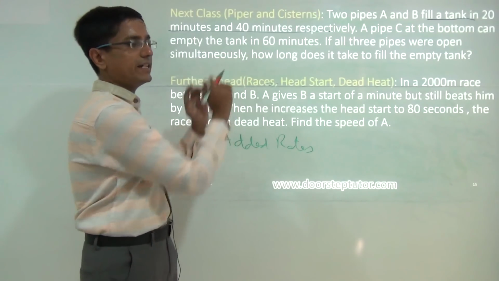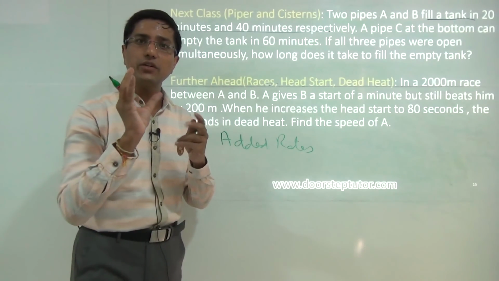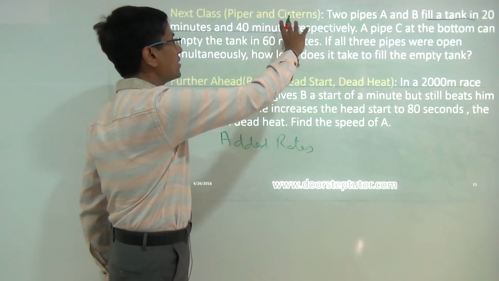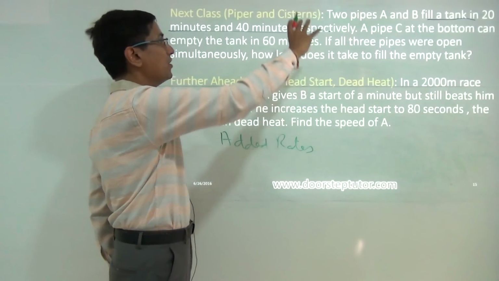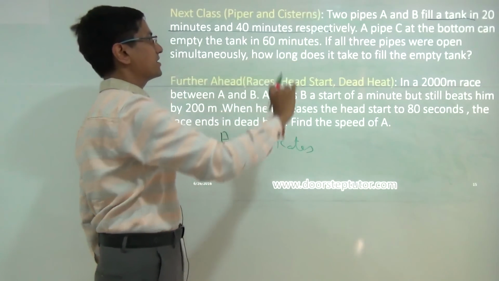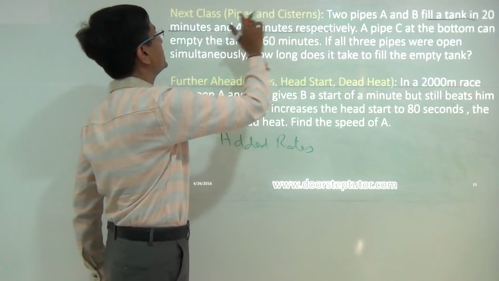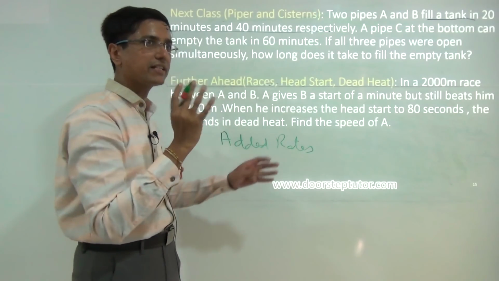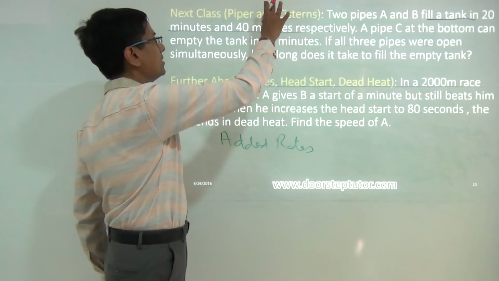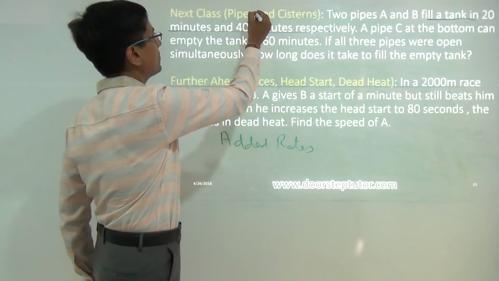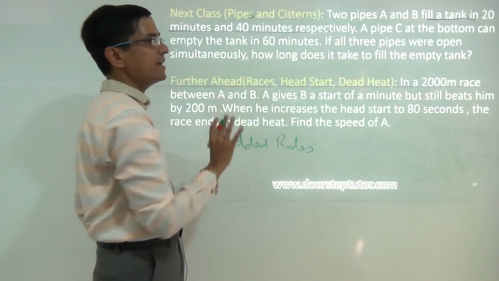In pipes and cisterns, one additional twist which happens is we can not only add rates, we can also subtract rates. So we will be able to subtract rates in pipes and cisterns, and this is what tricks some people. Right? So we'll discuss this in the very next class.